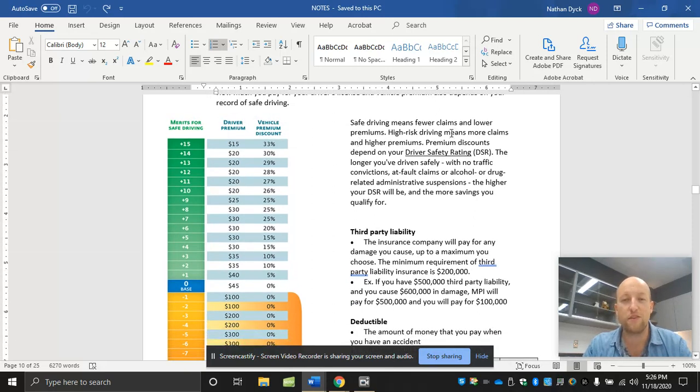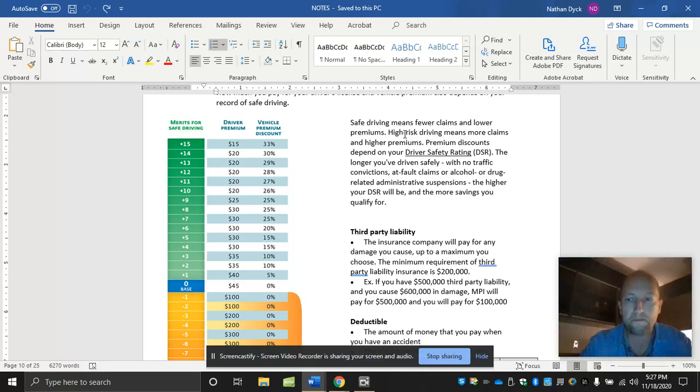Safe driving means fewer claims. So if you're able to have more merits, it means that you've actually driven according to the law and you're maintaining safety on the road. And that tells the insurance company, hey, we can actually lower their insurance claim because they're going to be less likely to get in a car accident. And if they're less likely to get in a car accident, they're less likely to make a claim.